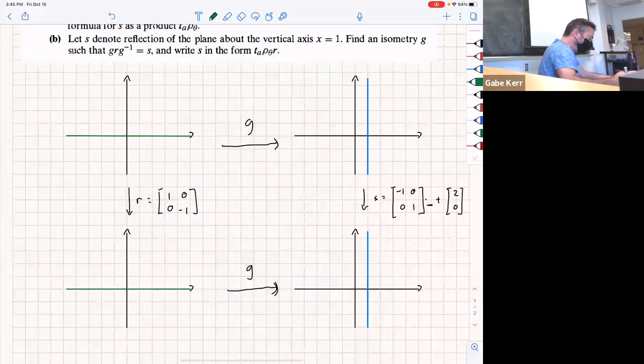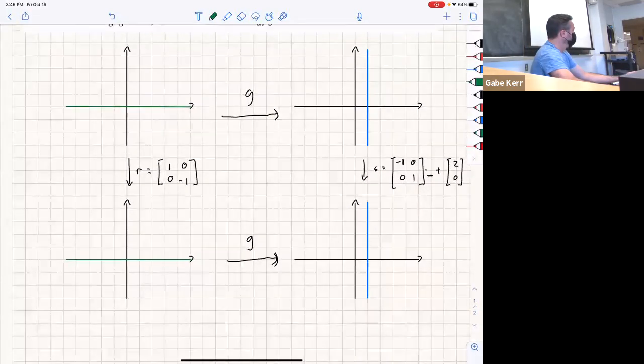I want green to go to blue. All right, well, you guys should be able to help. You should be able to help. Green to blue. And okay, go. I was just gonna say that you can rotate it and translate it. Very good. Let's rotate and translate.